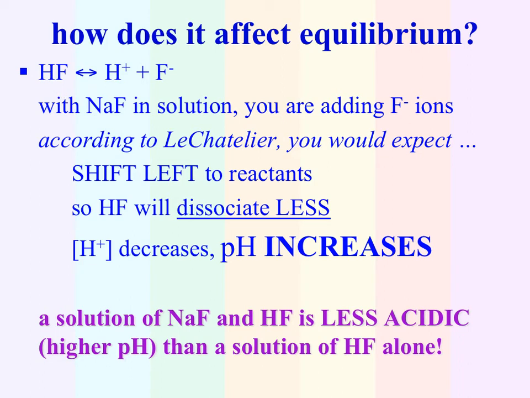Okay, so what that means is that by adding this common fluoride ion, we actually shift the equilibrium back towards the reactants and subsequently decrease the dissociation process or percentage with respect to the acid. So what's going to happen is that with less dissociation, you're going to have less H plus in solution. Less H plus means that your pH is going to increase and subsequently your solution is going to become more basic. Okay, so a solution that has both NaF and HF, because they have a common ion between them, is going to be less acidic or have a higher pH than a solution that just has HF on its own.